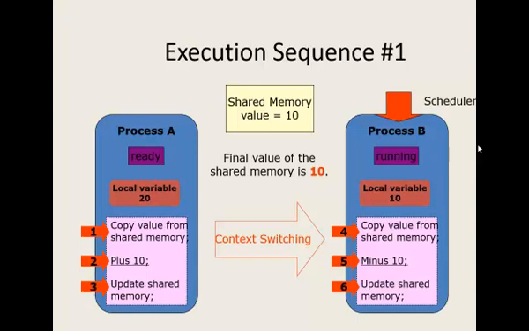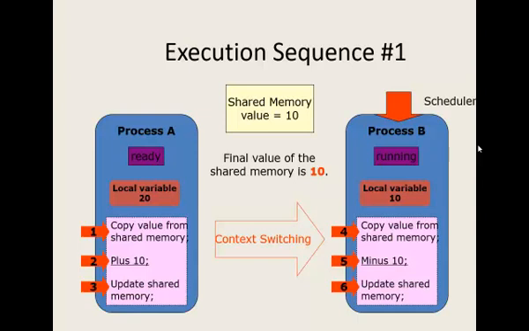This is one sequence, and based on that, the final value is 10. The sequence goes from process A copying the value into the local variable, adding 10 to it, and updating. Then copying the shared variable value again into process B, minus 10, and updating the shared variable.